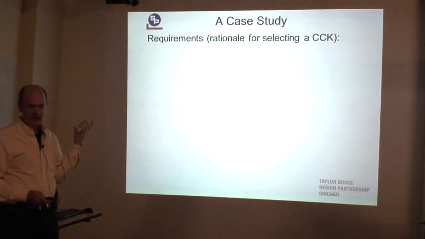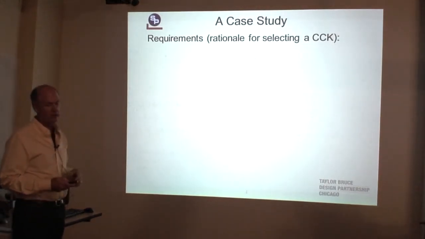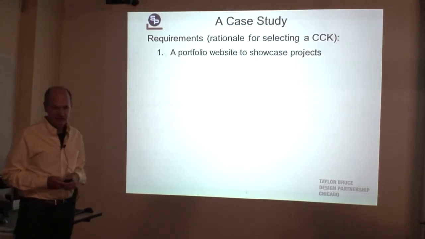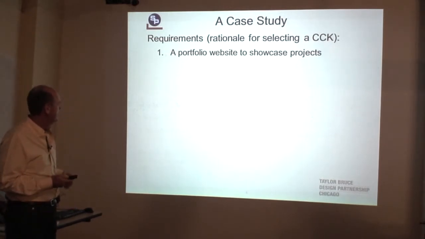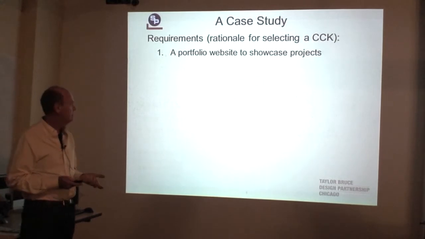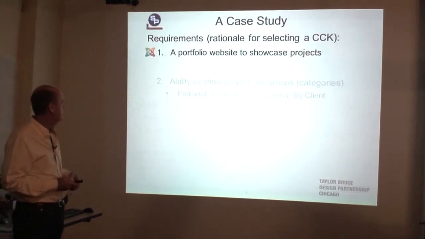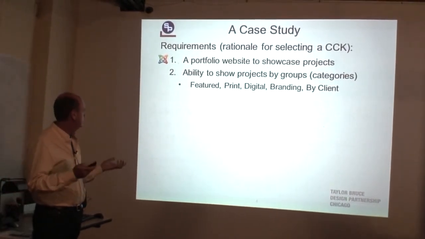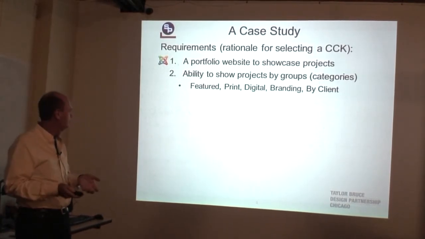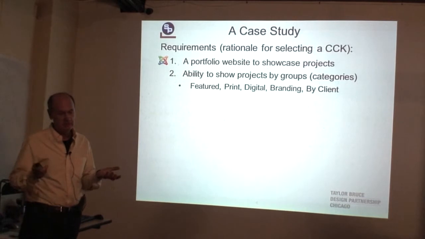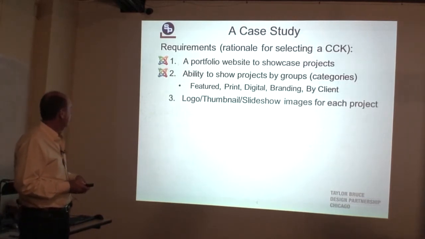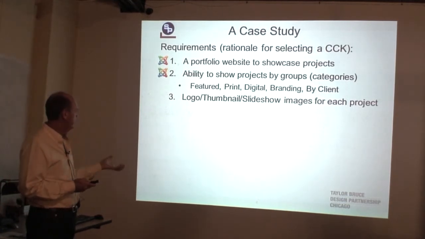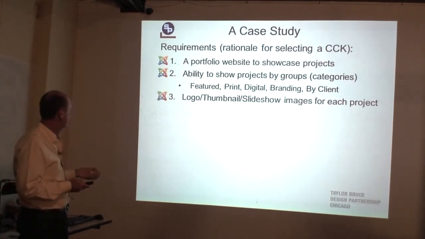But before we get into that, what I want to show you is how I came to realize that I needed a CCK. I had a set of requirements from the designers, and my manager, my boss, said I want a portfolio for our website, to showcase our projects. I said, well, Joomla can do that. He said I wanted the ability to show projects by groups, by categories. Like a featured set of projects, a print set of projects, digital branding by client. Hey, Joomla can do that. He said I want logos of the clients, thumbnails, and I also want slideshows. I said, well, so far you're talking Joomla to me.